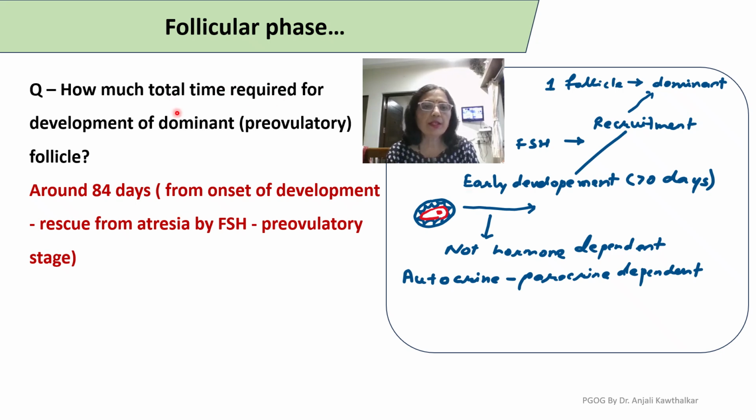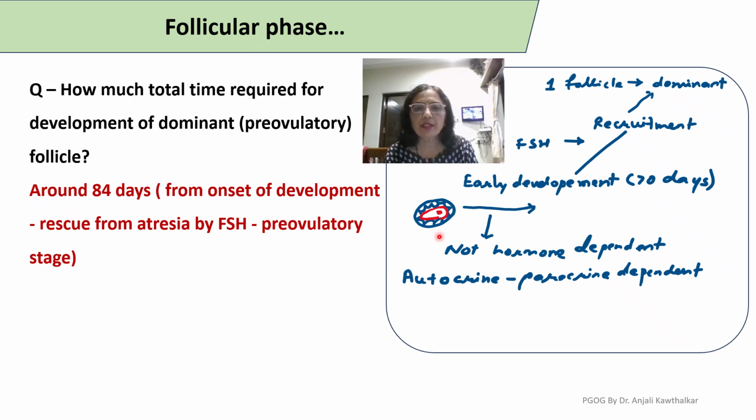How much total time is required for development of a dominant follicle or pre-ovulatory follicle? That means the follicle just before the ovulation. Around 84 days is the estimated time required for the development of the follicle from onset of development. There is an initial development, then there is a rescue from atresia by the action of follicular stimulating hormone, which we call recruitment, and then further development occurs up to pre-ovulatory stage.